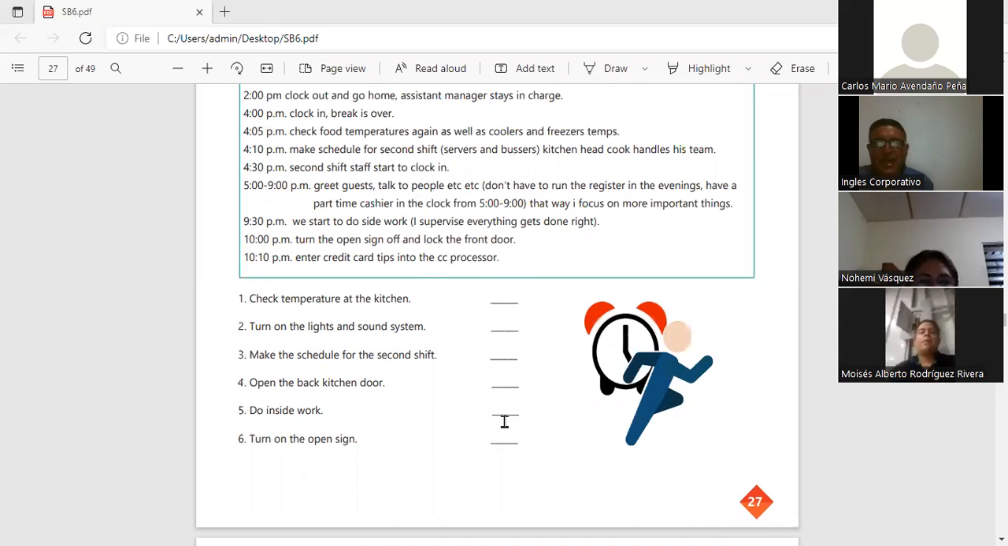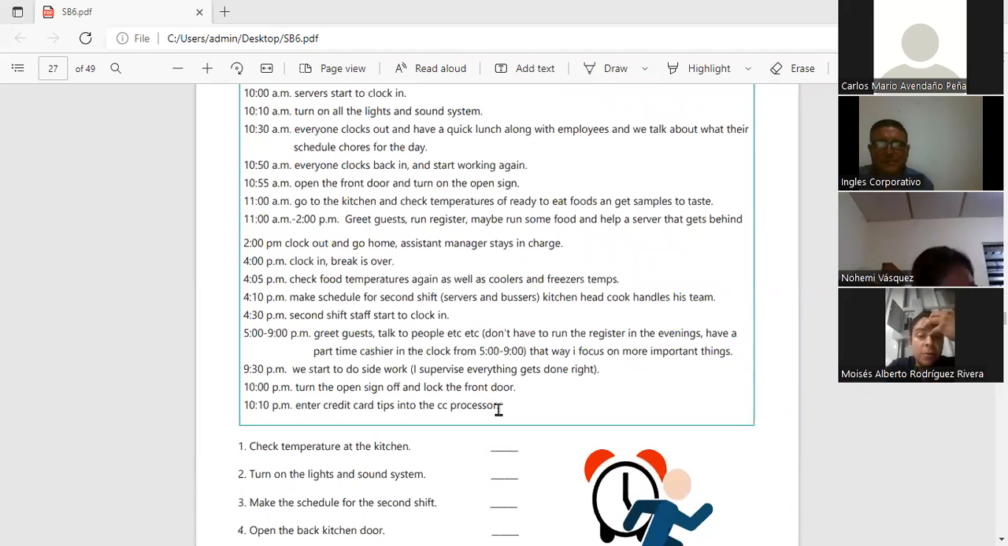Okay, check temperature at the kitchen. What time does that happen? At 11 a.m. Go to the kitchen and check temperature. If temperatures are ready, eat foods and get samples to taste. Turn on the lights and sound systems: 10 a.m. Very good. Okay, make the schedule for the second shift: 10 p.m. Make schedule for second shift, servers and bussers; the kitchen head cook handles his team.